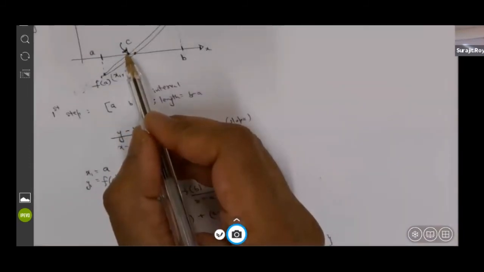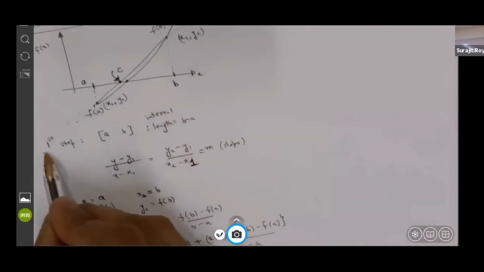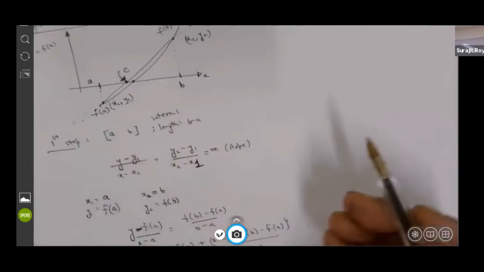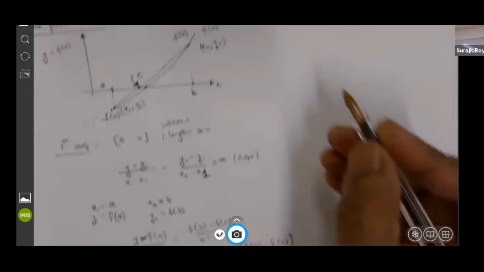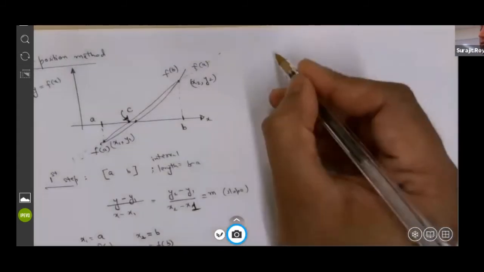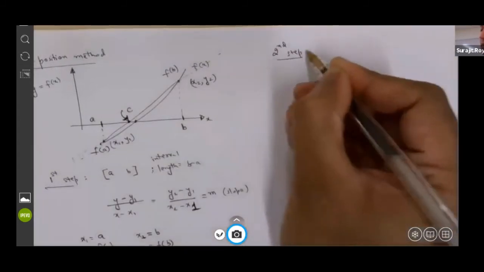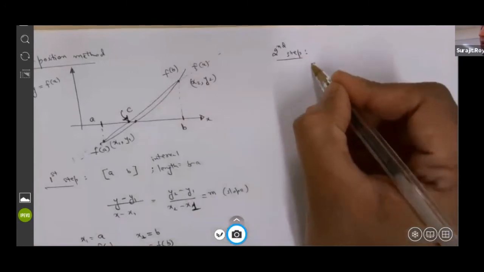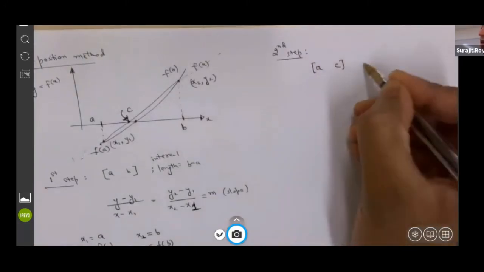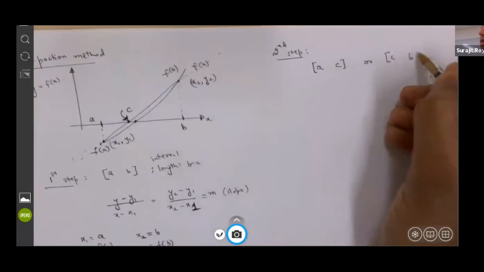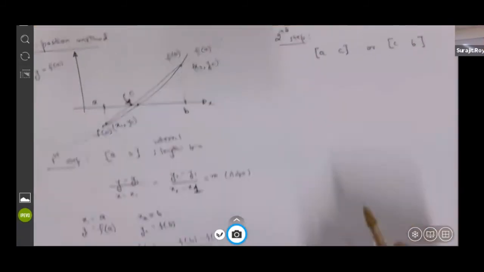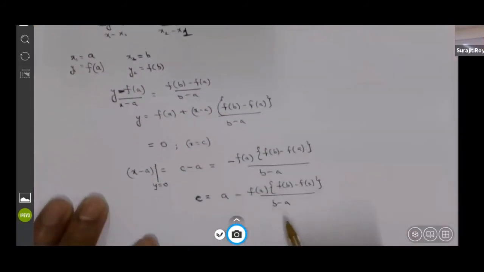For the second step, this is your first step, you start with this interval. The second step will be similar. The root either lies between a and c or c and b, where the value of c is given by the value we solved here. Does that make sense?